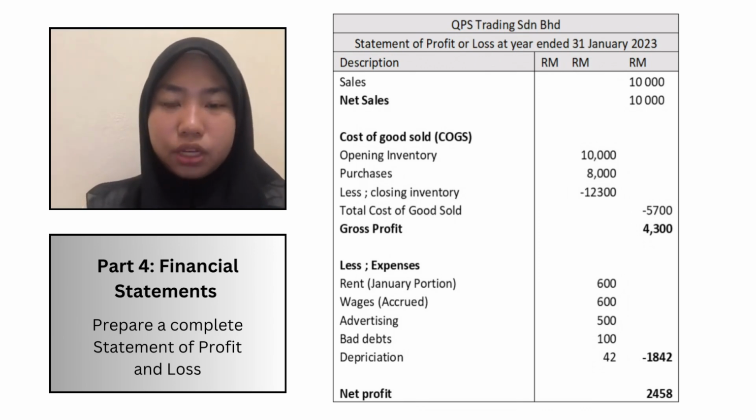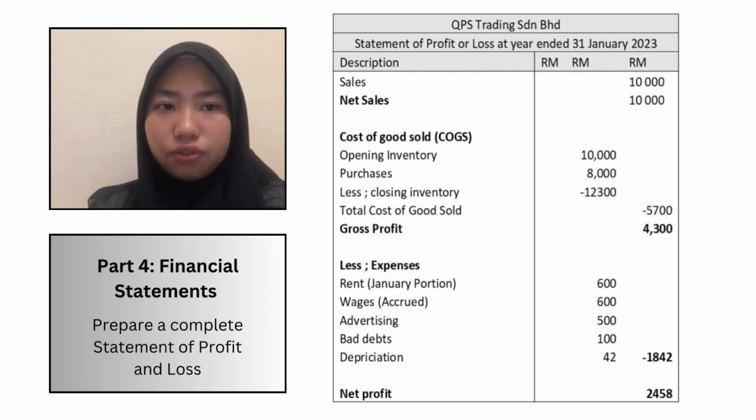Today I will explain about the statement of profit or loss for QPS Trading Sdn Berhad for the financial year ended 31 January 2023. I will walk you through the key components including sales, cost of goods sold, expenses, and the resulting net profit. The company reported total sales of 10,000 ringgit. Since there were no deductions, the net sales remained the same at 10,000 ringgit. This represents the total revenue generated from the operation during the year.